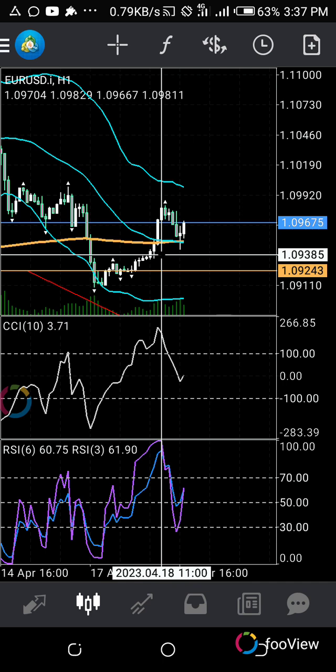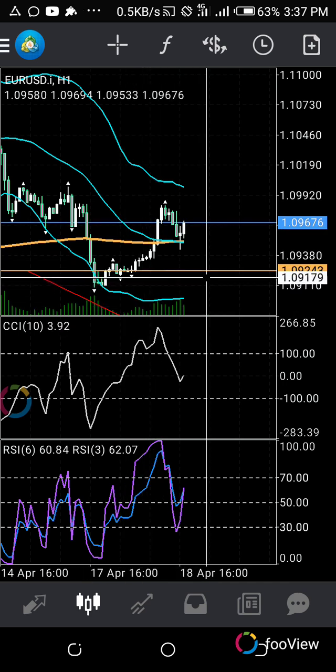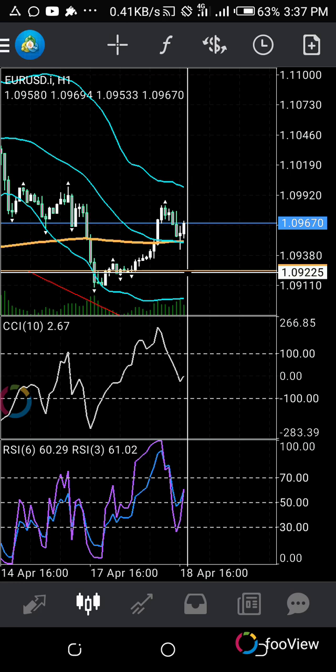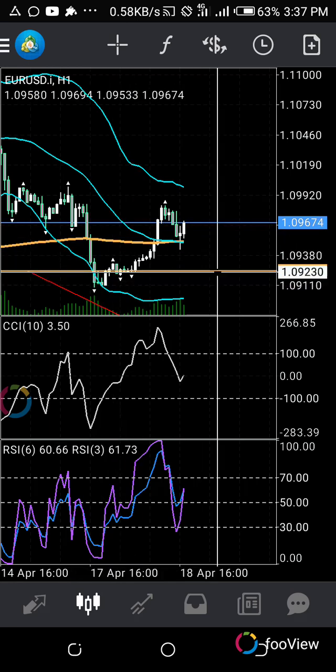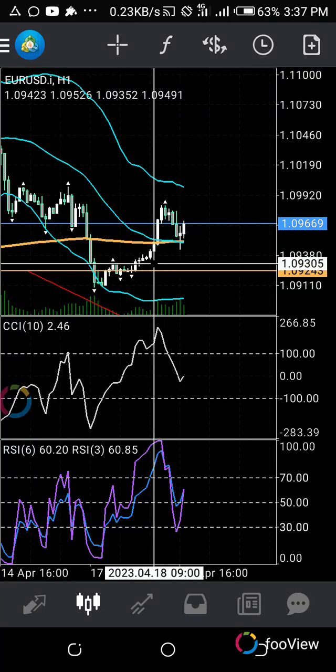But for you to get how I draw my support and resistance level, that golden line, you have to check the first video to get your entry. And I think that will be all for now.